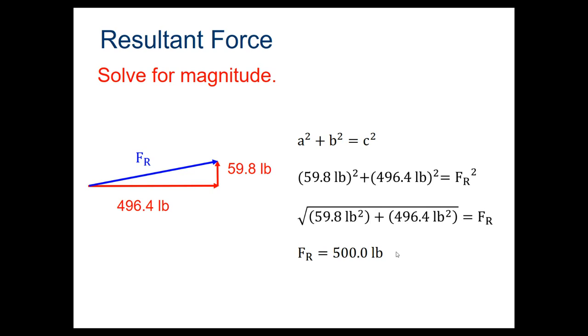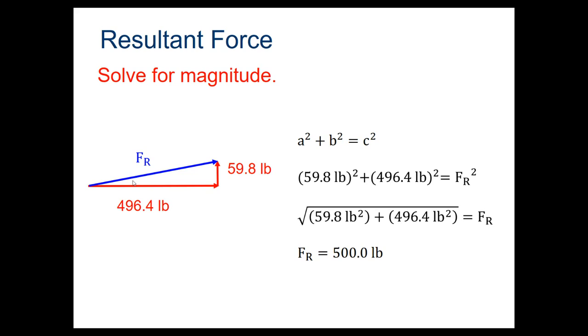And so we're coming up with about 500 pounds. Again, this is probably not exactly 500, but it's really close. So we got about 500 pounds of force. That is our resultant force. That is the net force acting on this with those two other forces. So those two forces are going to combine together to give us basically 500 pounds of force acting on that hook. The other thing we want to know is, what is this angle?